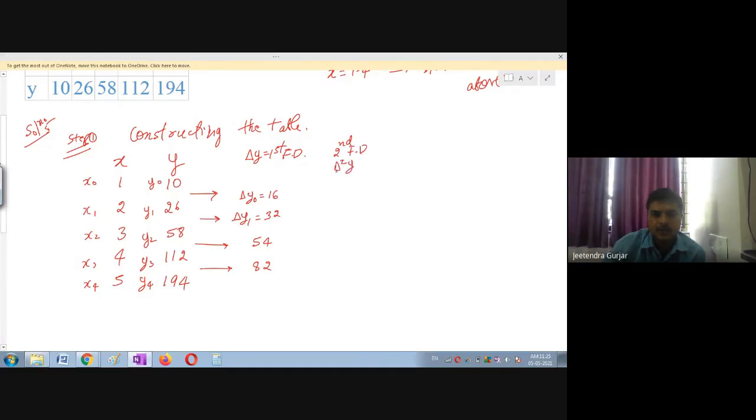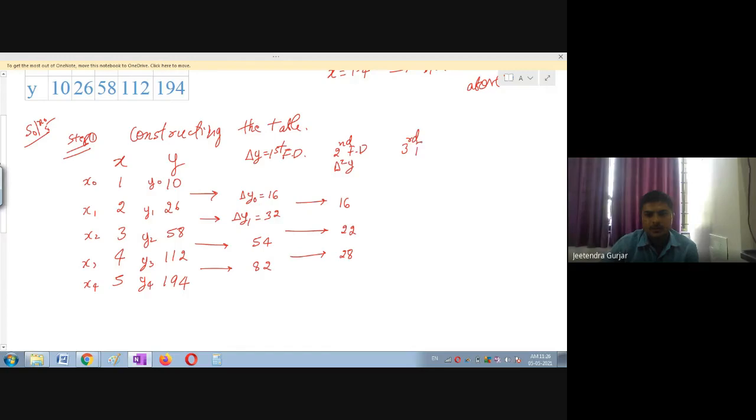It is denoted by delta square y. I'm going to find the difference between 16 and 32. 32 minus 16 is very simple, 16. Next difference you can see, 54 minus 32. Yes, please. 22. Check once again. 82 minus 54. 28. Please check. Okay. This process will continue.